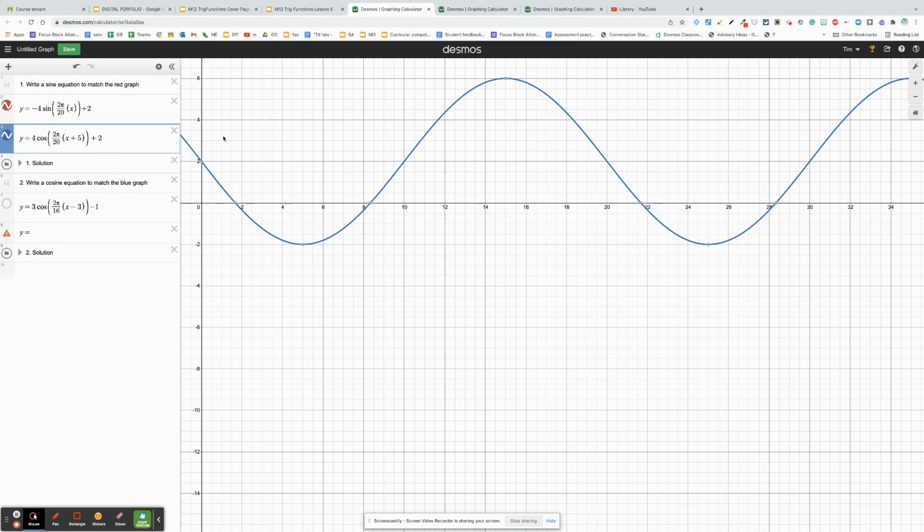So basically what we just need to do, if you didn't catch that, is shift it back a quarter of the period. Notice that's what I just did. I shifted it back a quarter of the period. And so there's my equation.